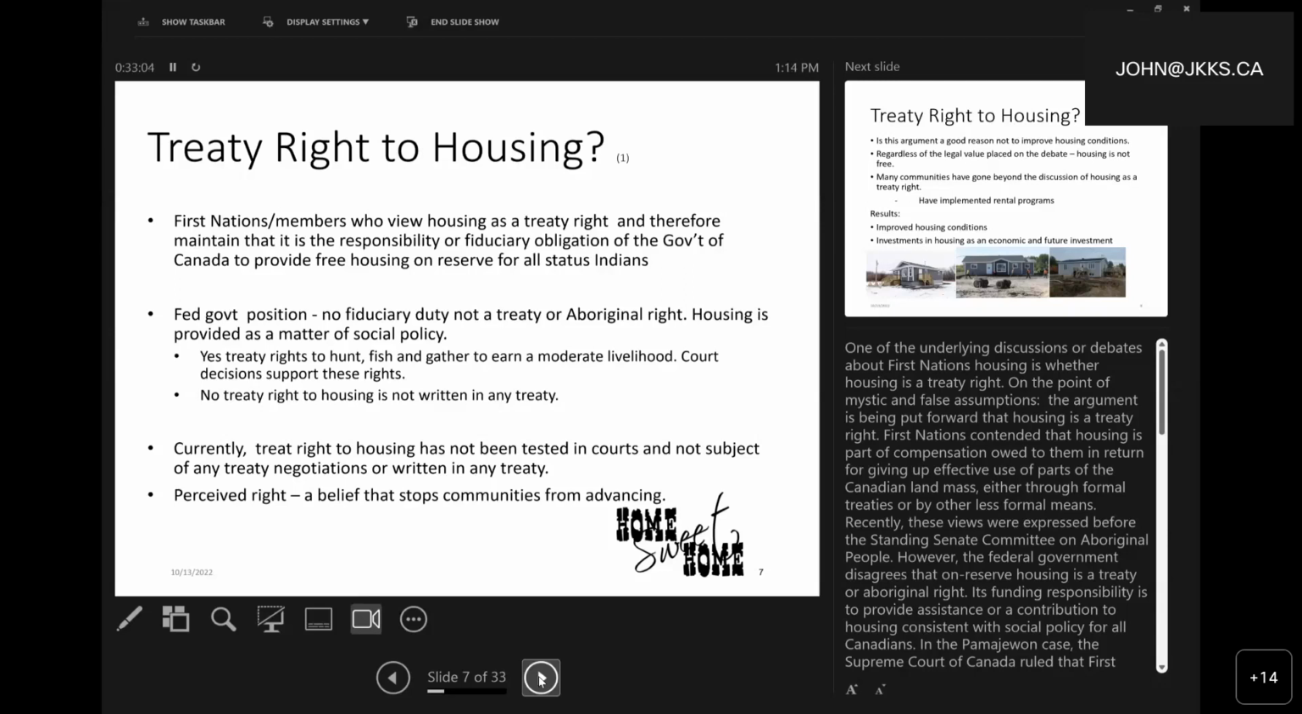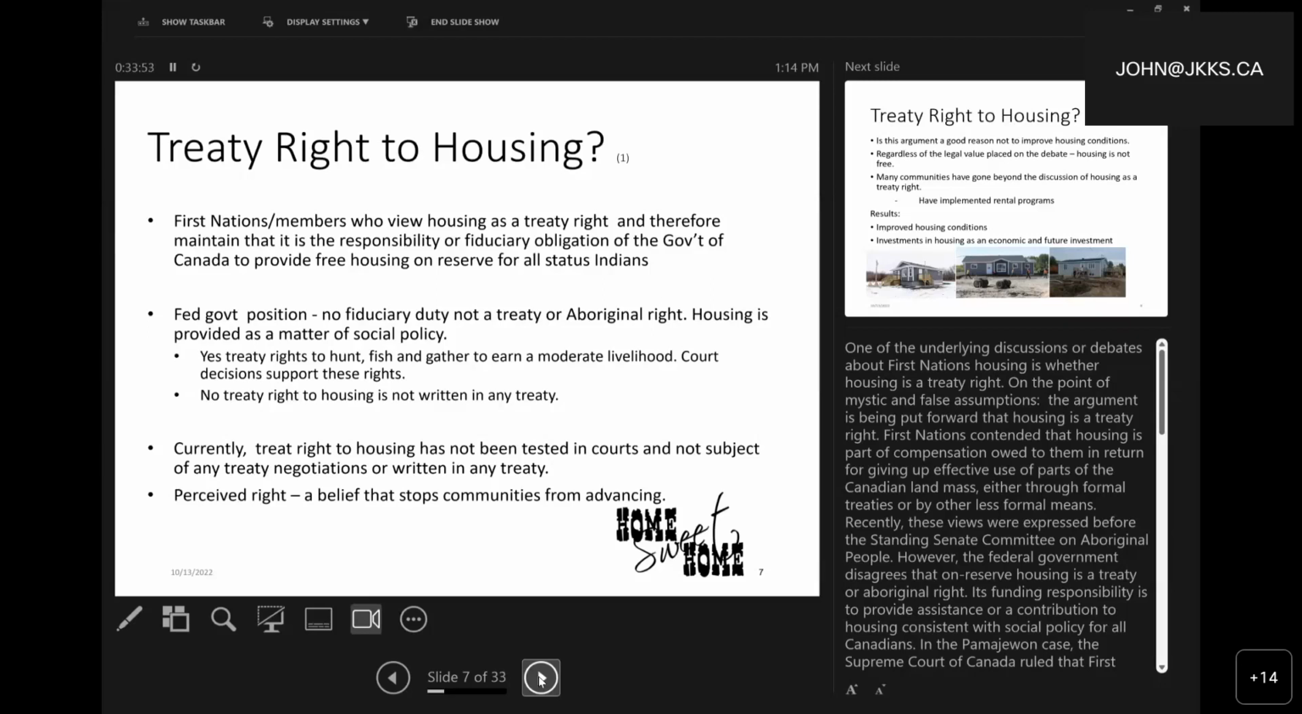When you look at treaty rights to housing, it has not been tested in courts. In fact, from our research, it has not been subject to any treaty negotiation. It's not written in any treaties. For example, if you take Treaty 6 and read it, the word housing comes up three times. Twice in reference to Jasper House, and the third time in reference to the house of the Indian agent, where there would be a medicine chest available to the community. And that's how we have health for Indigenous communities, and why it's free, because that was all part of the treaty rights.